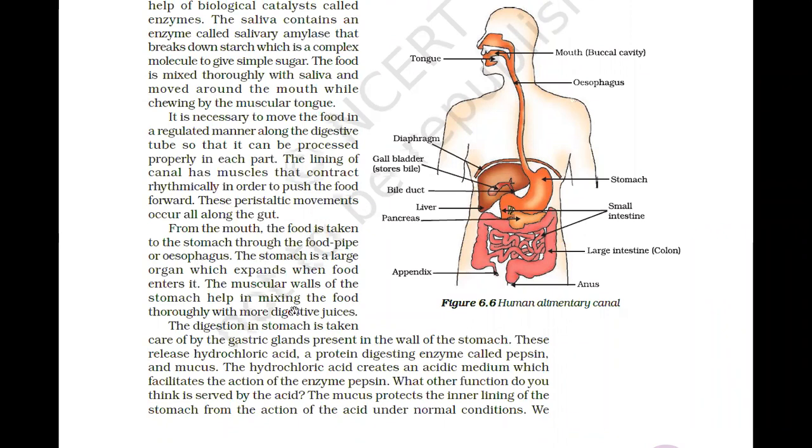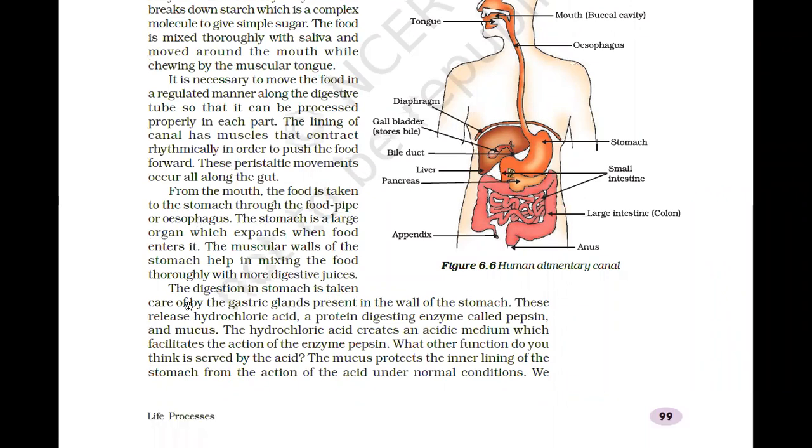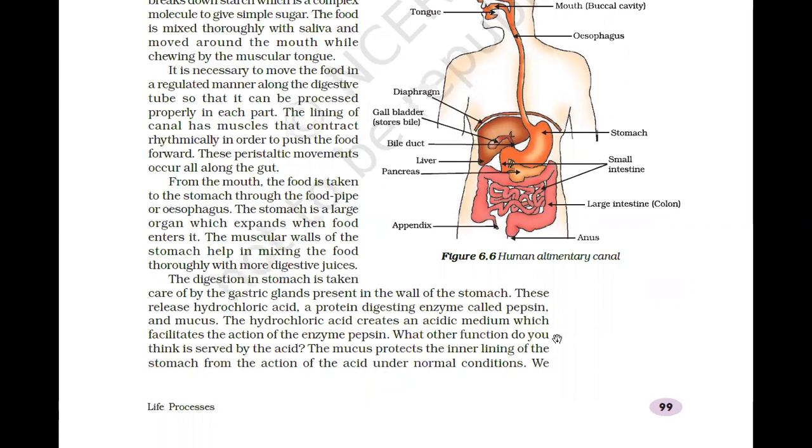The stomach is a large organ which expands when food enters it. The muscular walls of the stomach help in mixing the food thoroughly with more digestive juices. The digestion in stomach is taken care of by the gastric glands present in the walls of the stomach. These release hydrochloric acid, a protein digesting enzyme called pepsin, and mucus. The hydrochloric acid creates an acidic medium which facilitates the action of the enzyme pepsin.